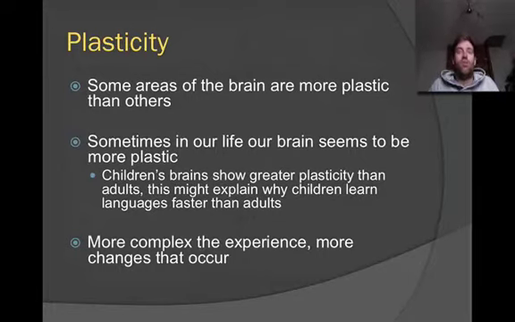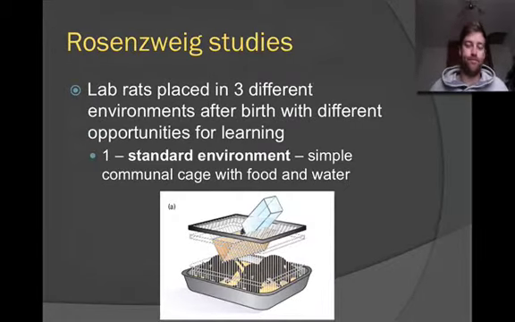All right, that's why you hear things like children develop so much, or most of their learning is done by the time they're age 5, or the best time to teach a kid a language is when they're 4 years old. Okay, children's brains show greater plasticity than adults, and this is why they can learn languages and all those kinds of things. All right. Also, the more complex the experience, the more complex the change.